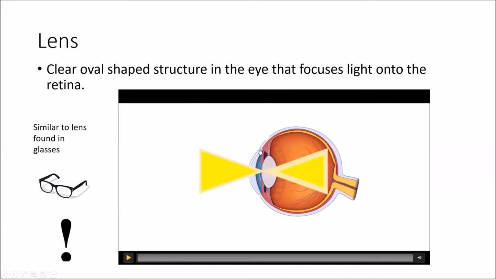Okay, so the lens is basically similar to the lens that you would find inside glasses. Remember, people wear glasses to help them to see. Those little clear glass pieces inside the glasses, we call those lenses, and they basically help to manipulate the light as it passes through them. It's going to help to change the path of the light in order to make us see better.